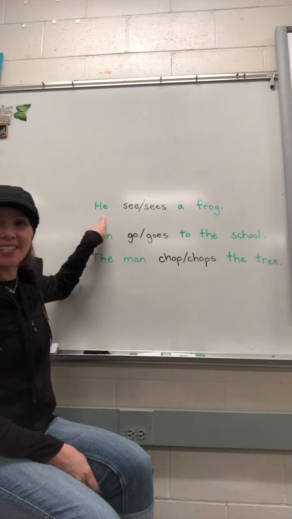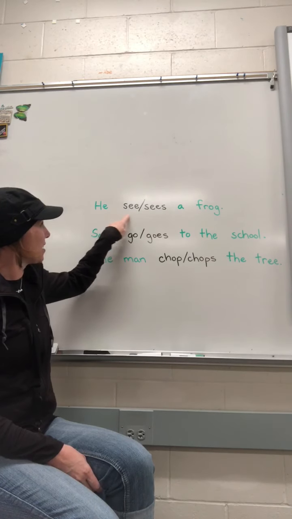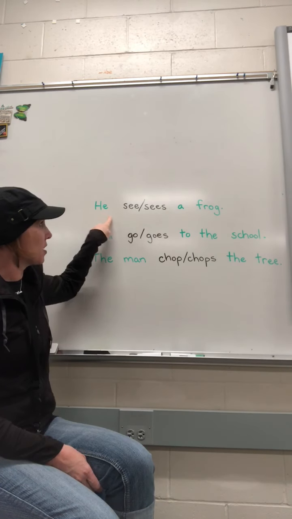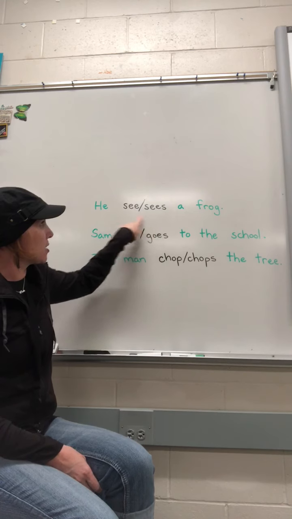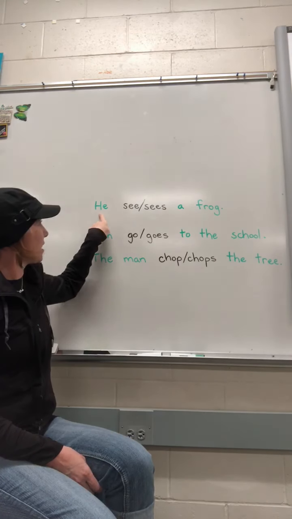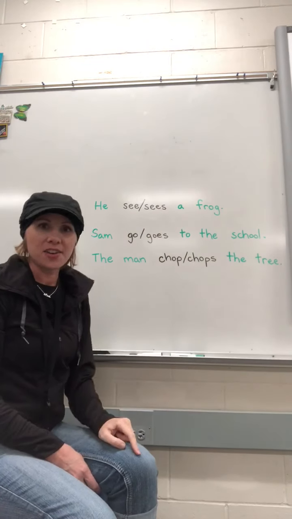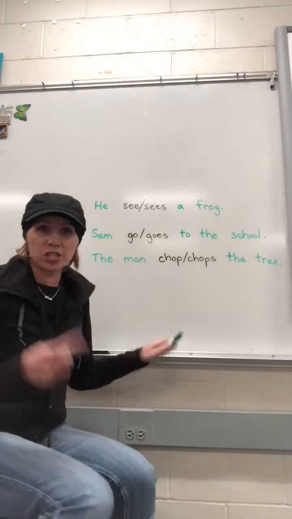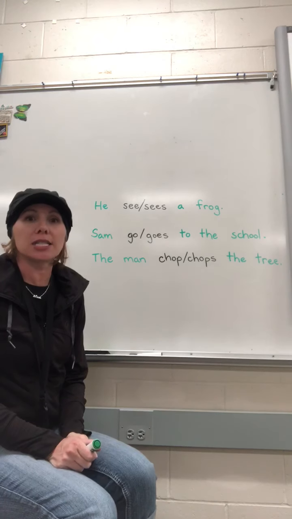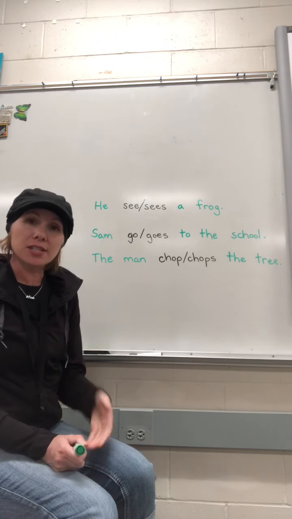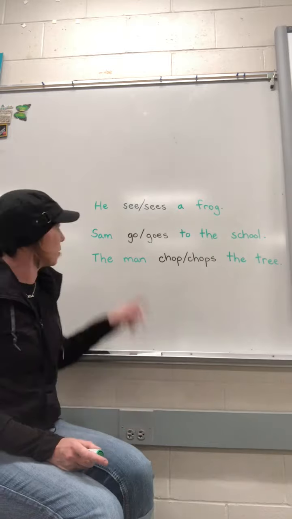All right, go ahead and read the sentence with me. He, and then I, so he is the noun, and then the verb is here. I wrote the verb in black. He sees a frog. So the noun is he, it's just one person, so it's what's called singular. So if the noun is singular, the verb has to become plural.